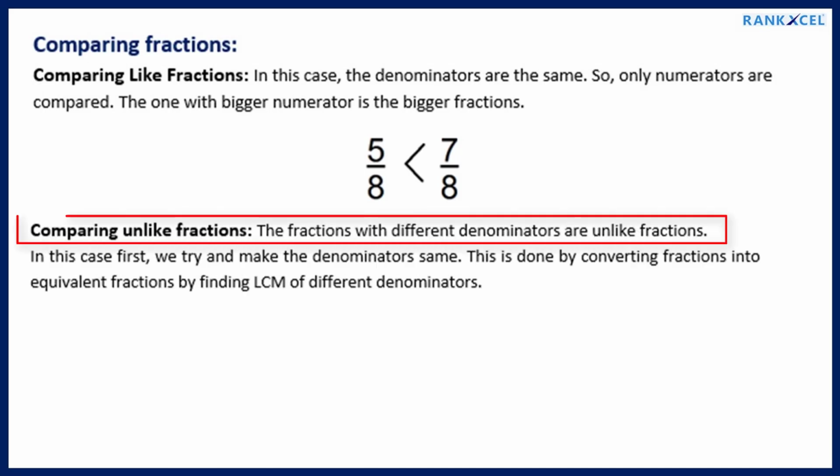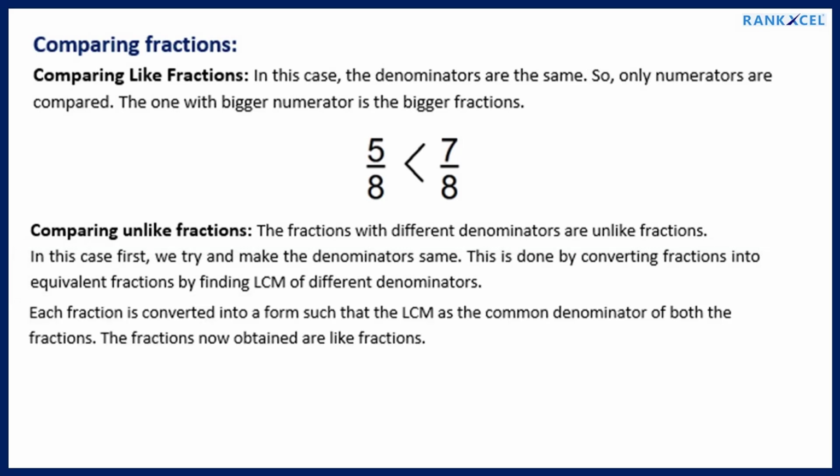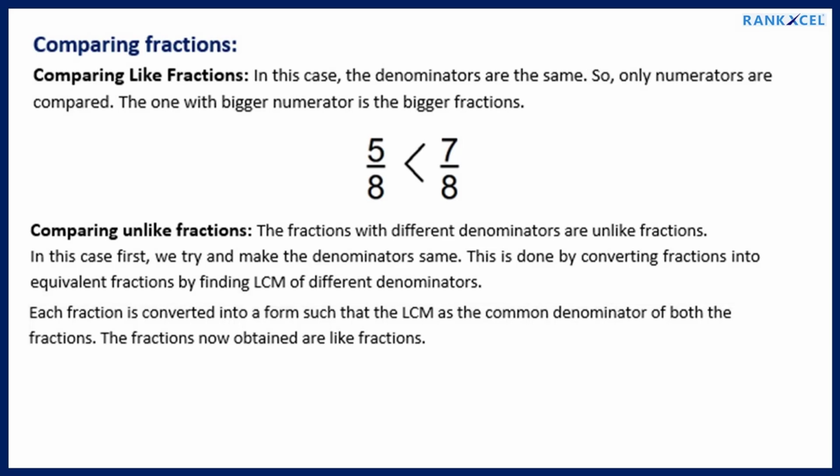Comparing unlike fractions. The fractions with different denominators are unlike fractions. In this case, first we try and make the denominators the same. This is done by converting fractions into equivalent fractions by finding the LCM of the different denominators. Each fraction is converted into a form such that the LCM is the common denominator of both the fractions. The fractions now obtained are like fractions.